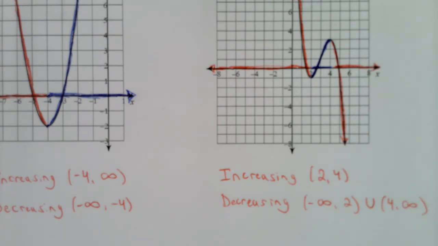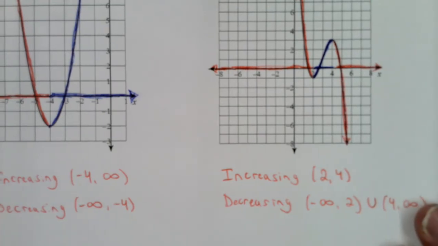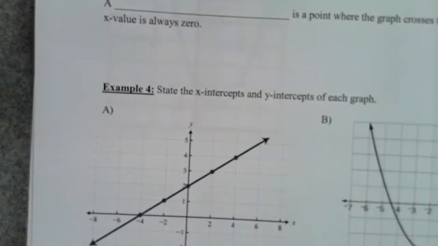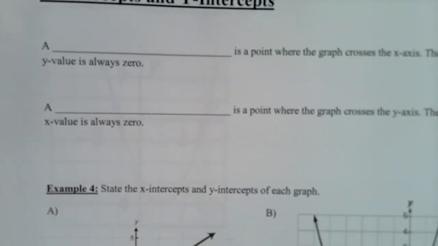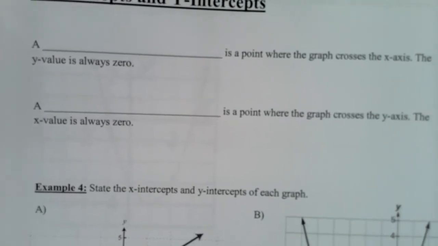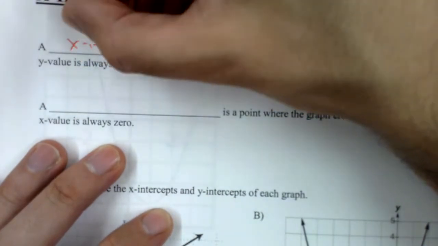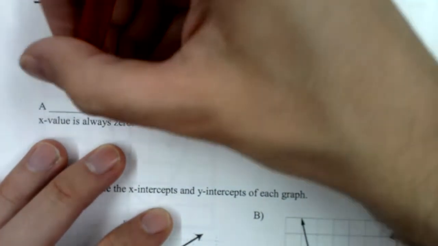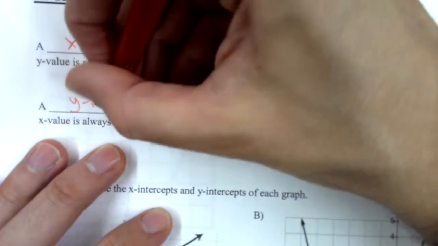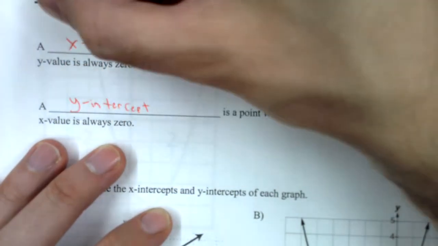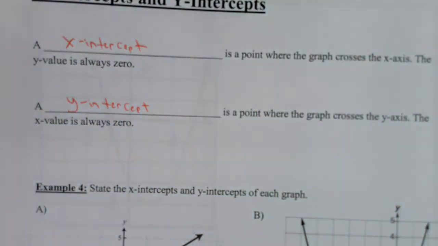Okay? So those two pages were pretty tricky. The next page is easier because you've seen this before. The next page is on X and Y-intercepts. So an X-intercept is where the graph crosses the X-axis, and a Y-intercept is where a graph crosses the Y-axis. We mentioned this in the first unit.